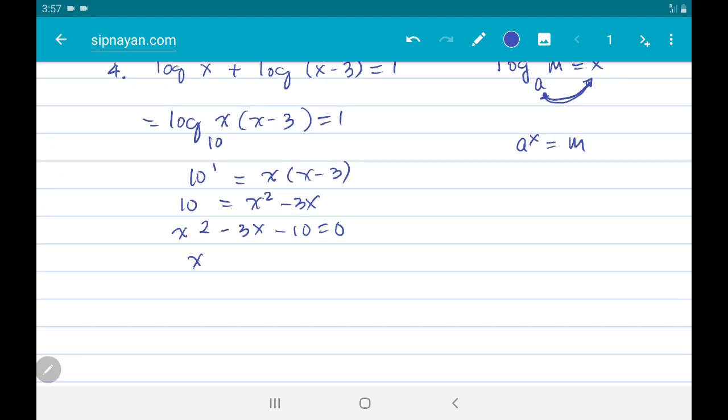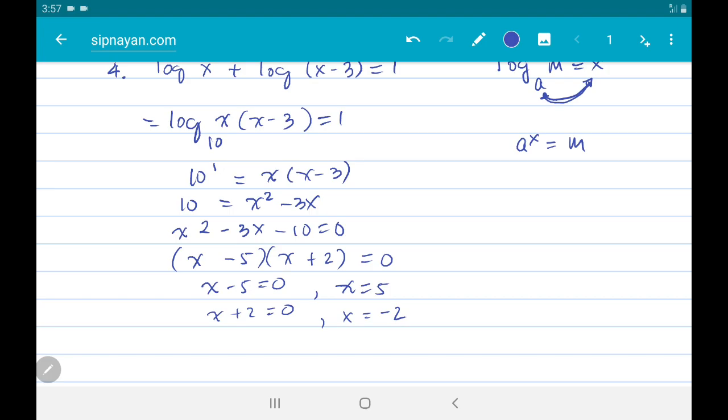And by factoring, we have x, ano ba ang 10? 5 tsaka 2. Pero since minus 3 tayo dito, magiging minus 5 plus 2. So this is equal to 0. So this can be 0 if one of them is 0, meaning if x minus 5 is equal to 0, or x plus 2 equals 0, or both. So this is x equals 5. This is x equals negative 2.